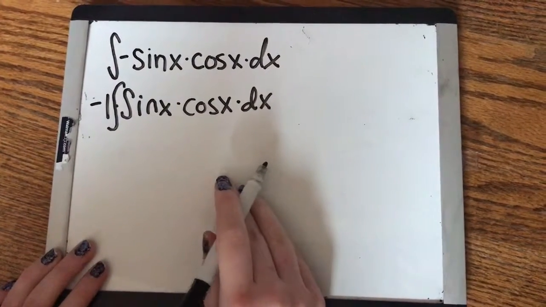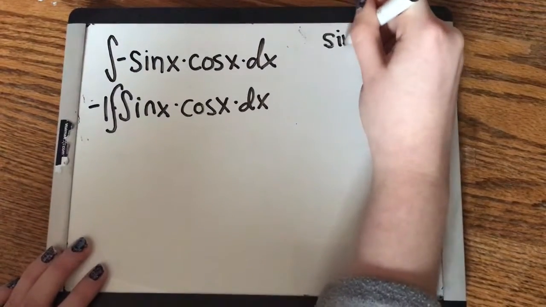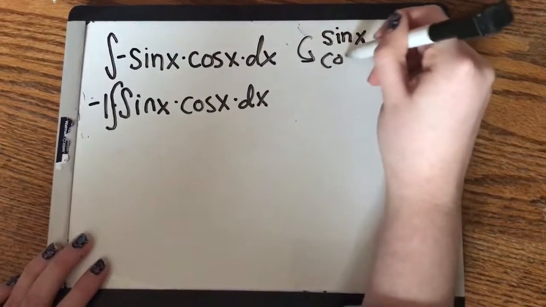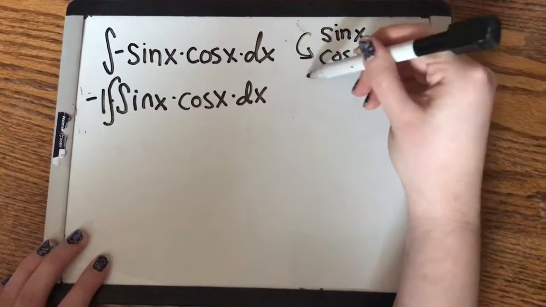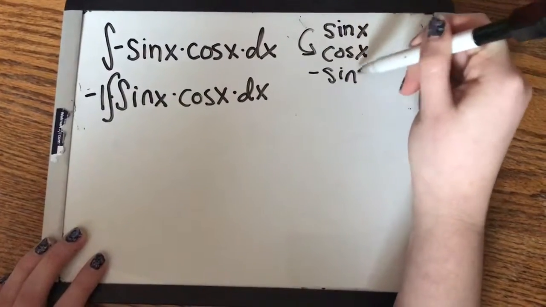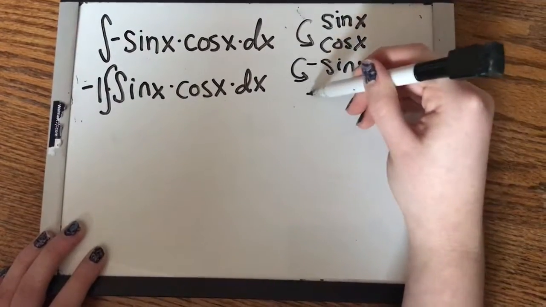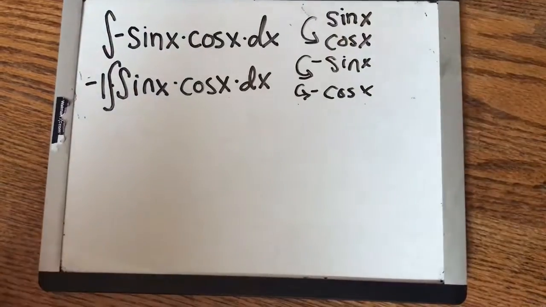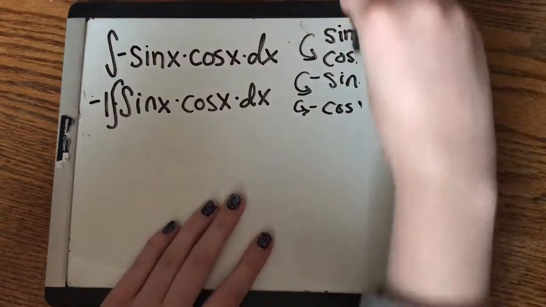what's the derivative of sine of x? And this is something you have to memorize. The derivative of sine of x is cosine of x, and the derivative of cosine of x is negative sine of x, and the derivative of negative sine of x is negative cosine of x. So knowing that, we can start using a u substitution.